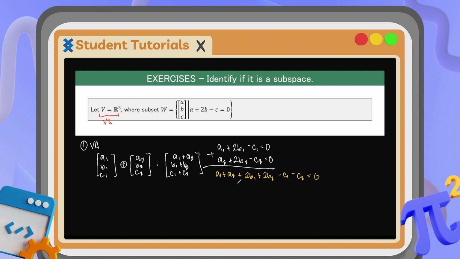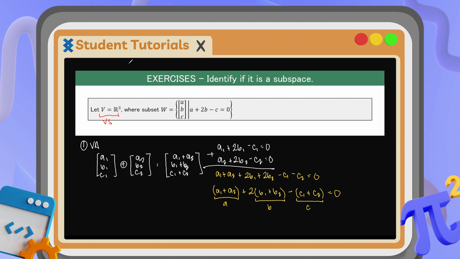Then we can actually group the elements together to have a clear picture of what exactly is going on. So we group them accordingly. So a sub 1 plus a sub 2 plus, we can factor out also the 2. So that gives us 2 times b sub 1 plus b sub 2. We can also factor out the negative, giving us negative c sub 1 plus c sub 2 equals 0. And from here, you can see that this represents your A, this represents your B, and this represents your C.